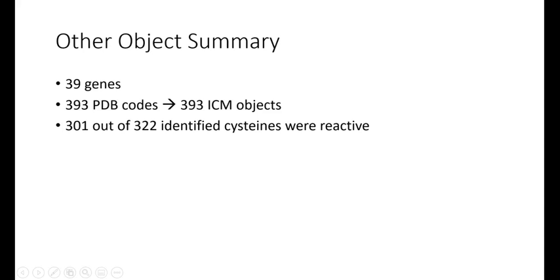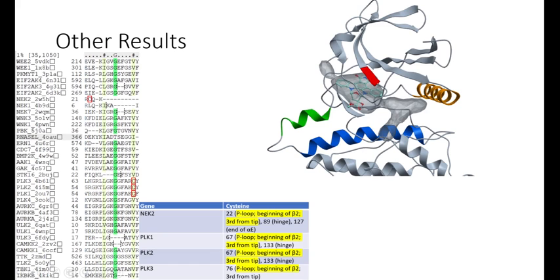There are 39 genes in the other group. All 393 associated PDB codes were converted into ICM objects. 301 of the 322 identified cysteine residues have been predicted to be reactive. 4 genes have reactive cysteines in the P-loop region located at the beginning of the second beta strand.